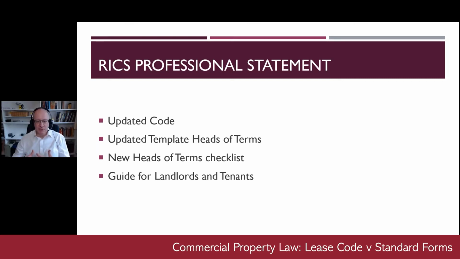And the old code had something called an occupier's guide. Now we have instead a guide for landlords and tenants. So that's updated in a different document as well. So it's a little suite of documents. In your notes, there's the URL where you can find it on the RICS website, or you can just Google Code for Leasing Business Premises 2020, and you'll find it easily enough.